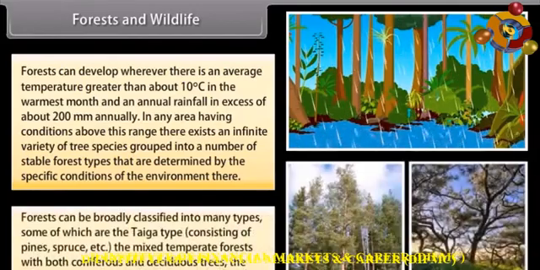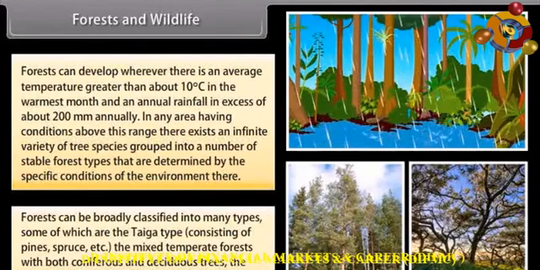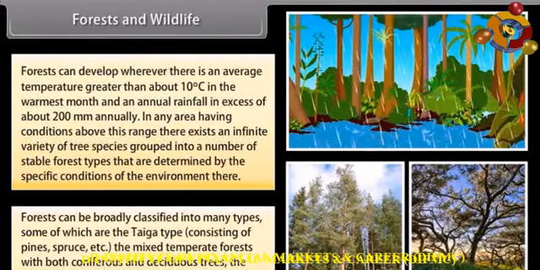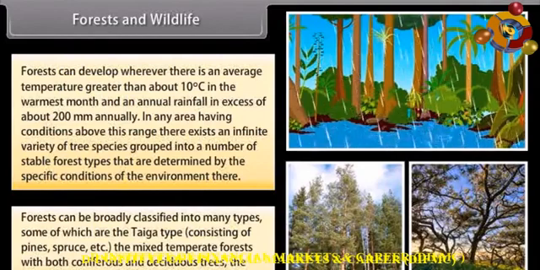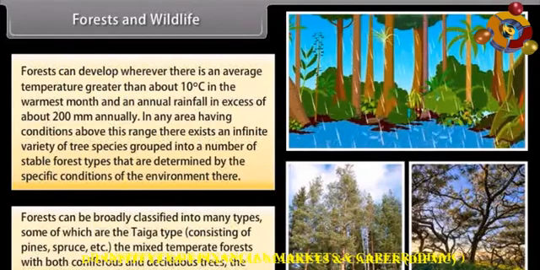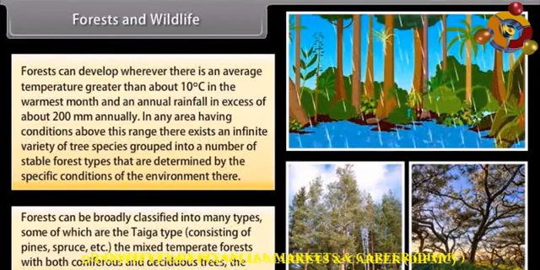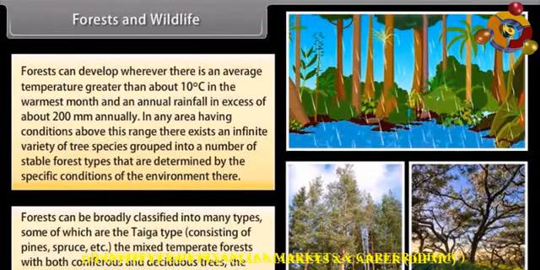Forests can be broadly classified into many types, some of which are the taiga type, consisting of pines, spruce, etc., the mixed temperate forests with both coniferous and deciduous trees, the temperate forests, the subtropical forests, the tropical forests, and the equatorial rain forests.